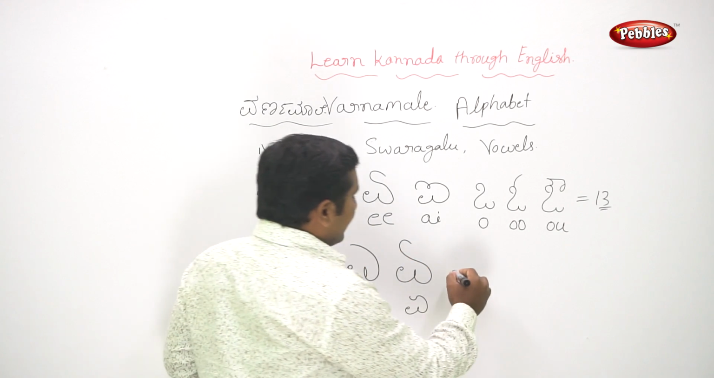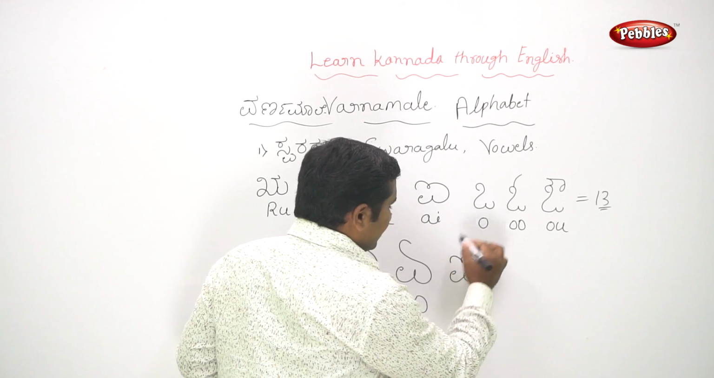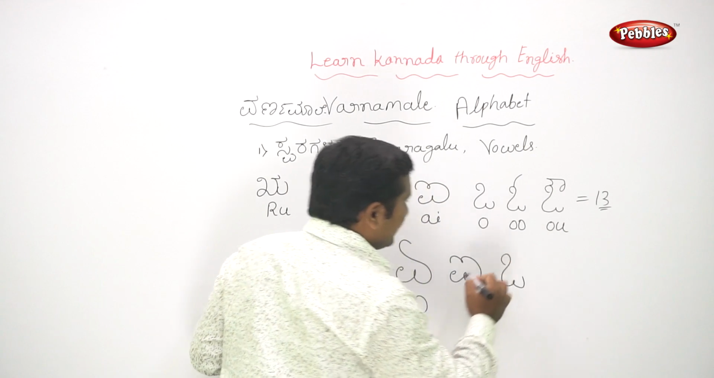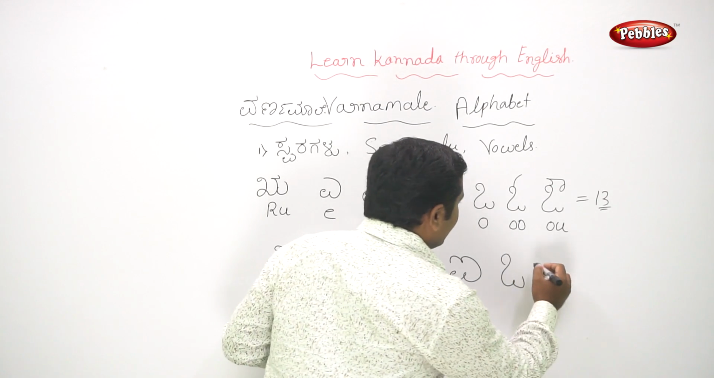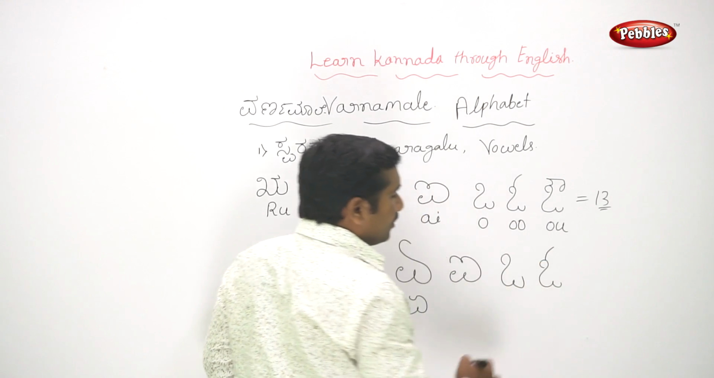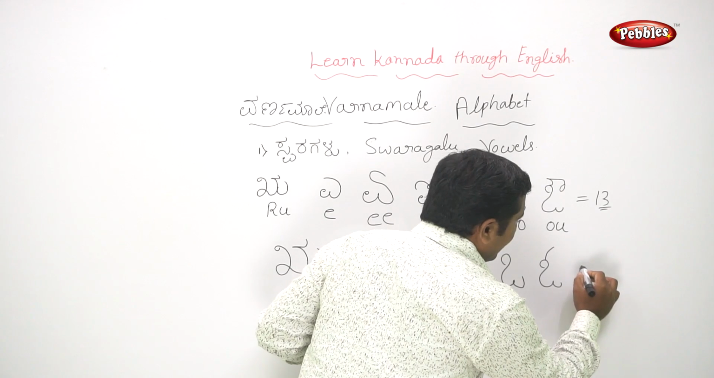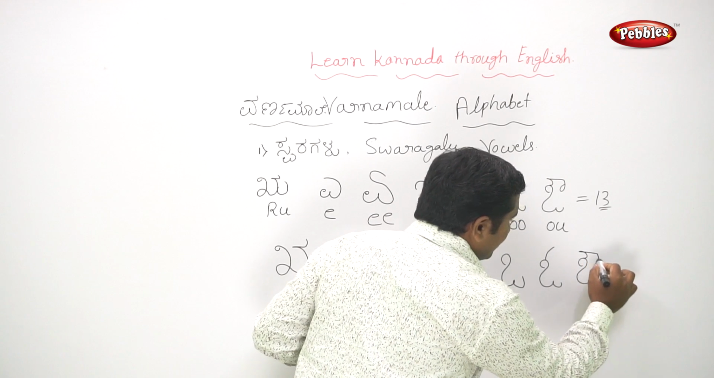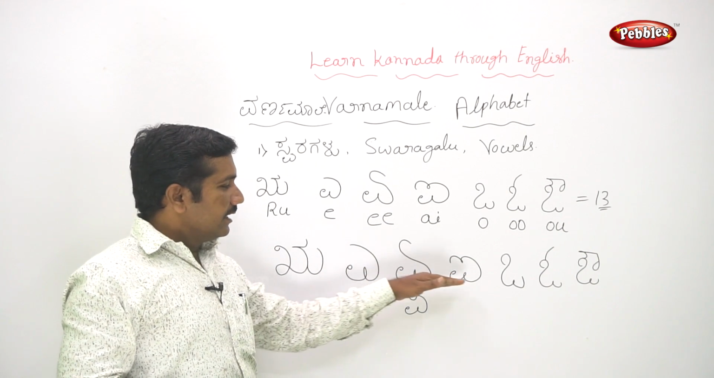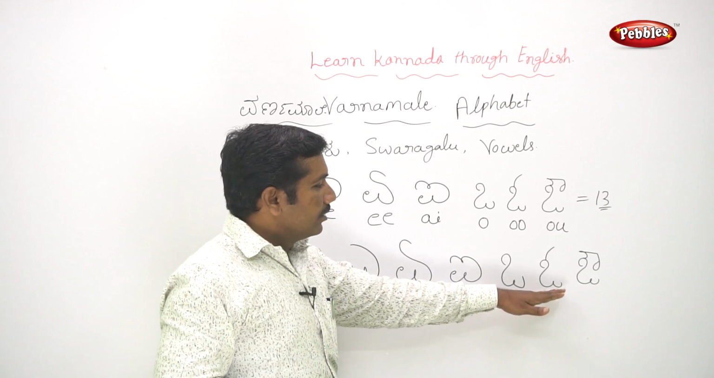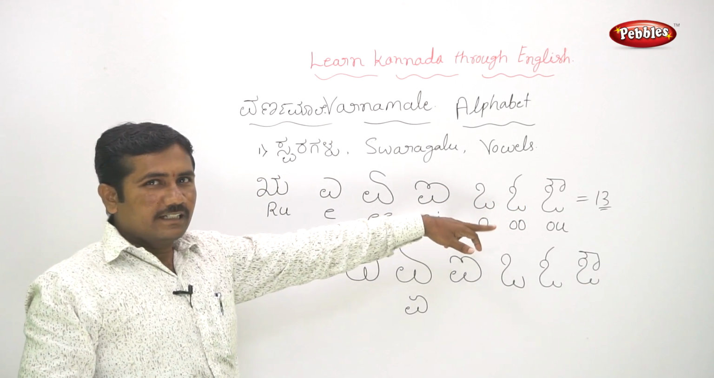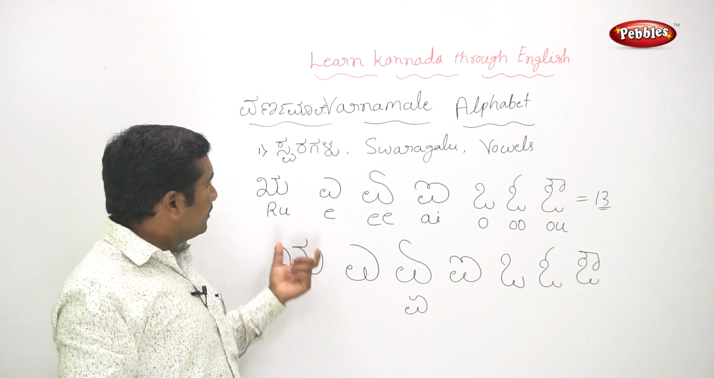Okay. Then next letter is E. Next one, O. Here we have taken very small time. Next one is O. Then OW. Now you can say RU, A, A, E, O, O, OW. Now we learned Swaragalu. Total 13 letters are there. We will go to the next letters.